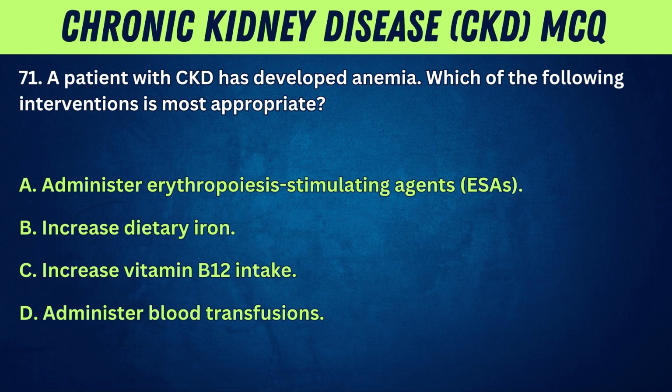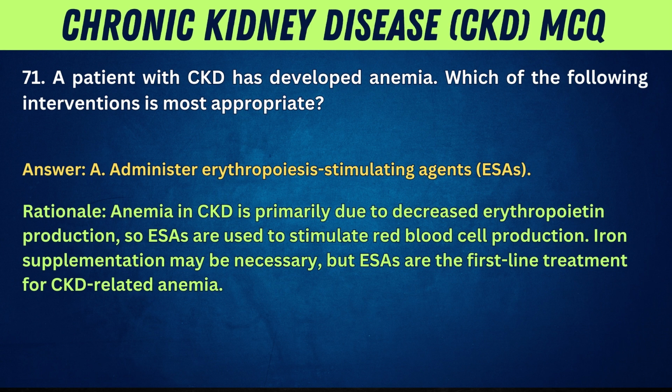71. A patient with CKD has developed anemia. Which of the following interventions is most appropriate? A. Administer erythropoiesis-stimulating agents, ESAs. B. Increase dietary iron. C. Increase vitamin B12 intake. D. Administer blood transfusions. Answer: A. Administer erythropoiesis-stimulating agents, ESAs.